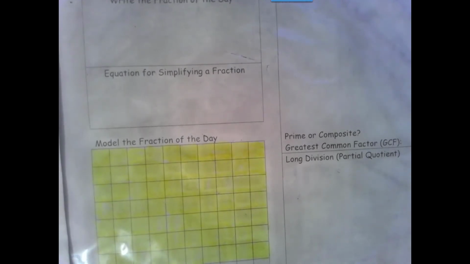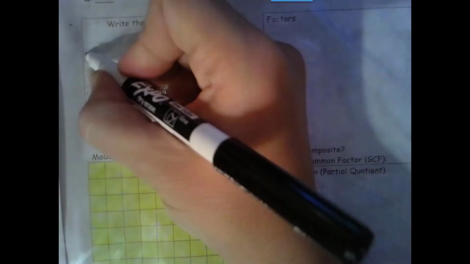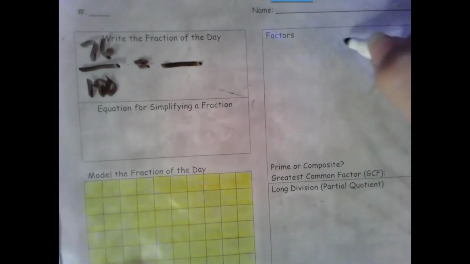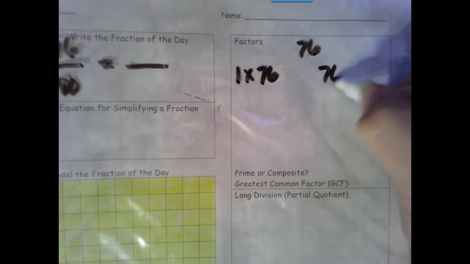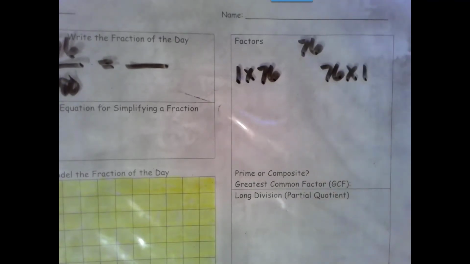Okay, so our beginning fraction. We have a total of 180 school days. We're on day 76. Okay, so we need to find the factors of our numerator. So our numerator is 76. Two factors we always know are 1 and the number itself. Commutative property of multiplication: I can also write it as 76 times 1.